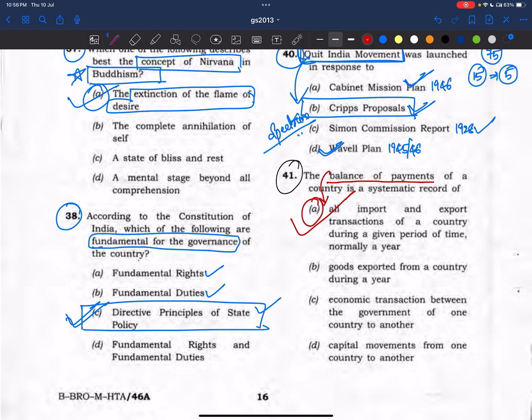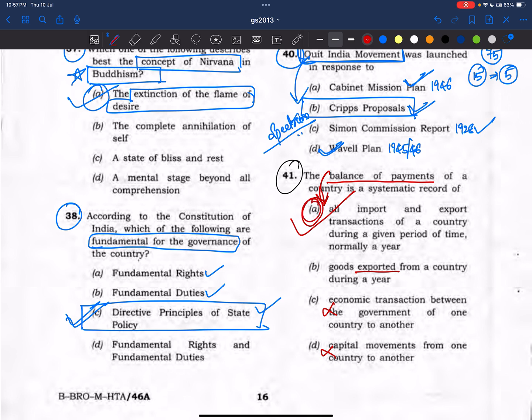Now see, goods exported, it is telling only about exports, it is very narrow. Economic transaction between the government of one country to another. No, this is also a part of balance of payments, but not entirely. Now, capital movements from one country to another country. Yes, they are also included, but in a broad sense, balance of payments means all import and export transactions of a country during a given period of time. Right? The answer is A.